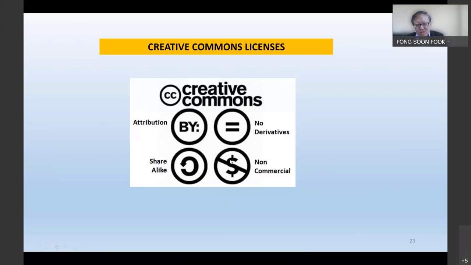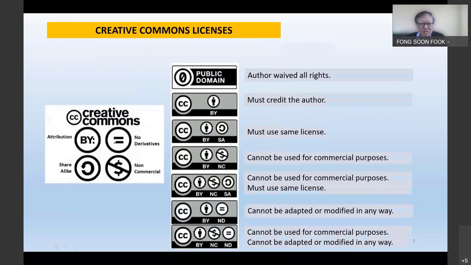So out of these four symbols, only four, we can form these kinds of licenses. The first one, of course, is CC0. That means author with all rights waived. It's public domain. This one is actually not under Creative Commons. Now here, CC BY: you must give credit to the author. If it's CC BY-SA, you must give credit, and you must use the same license.